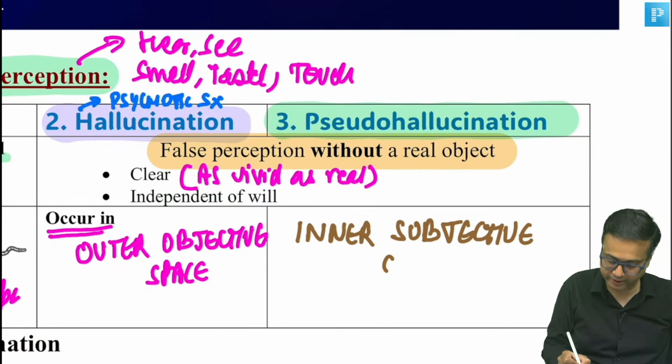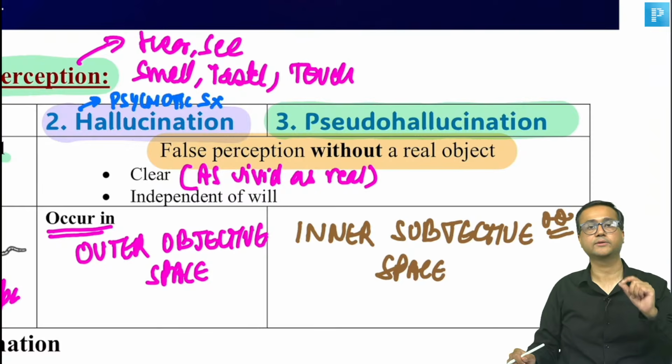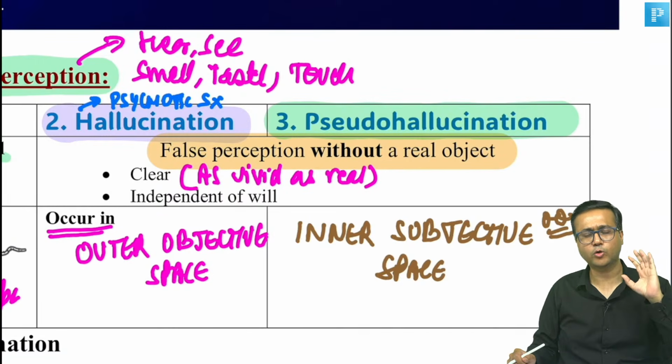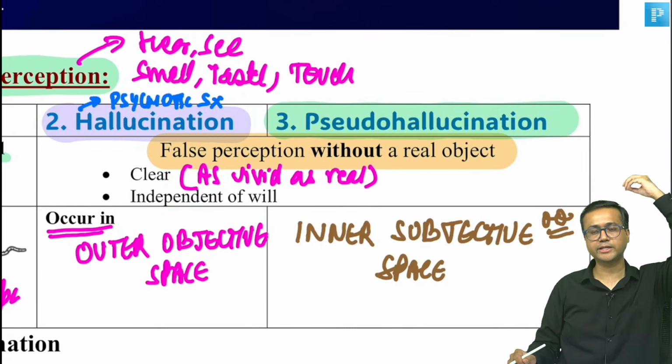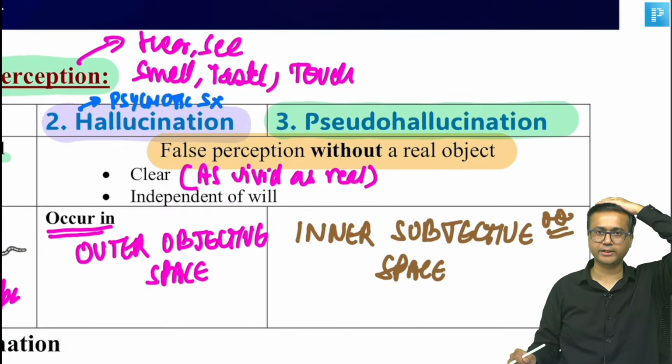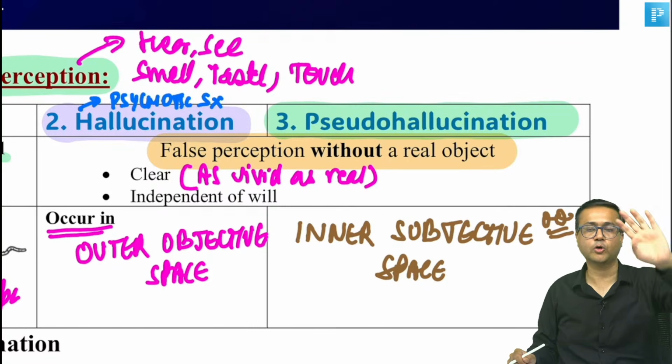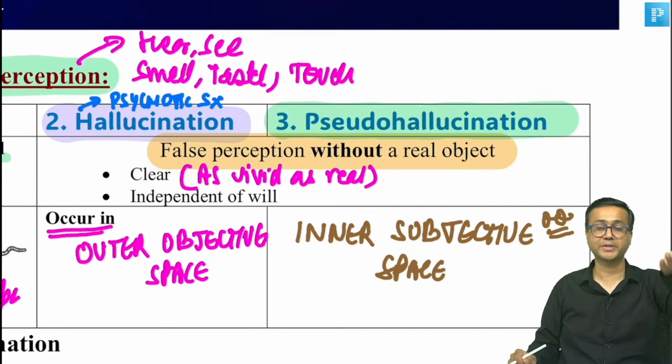Very important point, and this question came in your exams. Okay, very good, in the inner subjective space. So what is inner subjective space? Let me say, all of us have been to some hilly area. If I ask you to create the image of the last hilly area you have been to, you will be able to create that image in your mind. Now I say that you come back to the class. Beta, where was the image created?